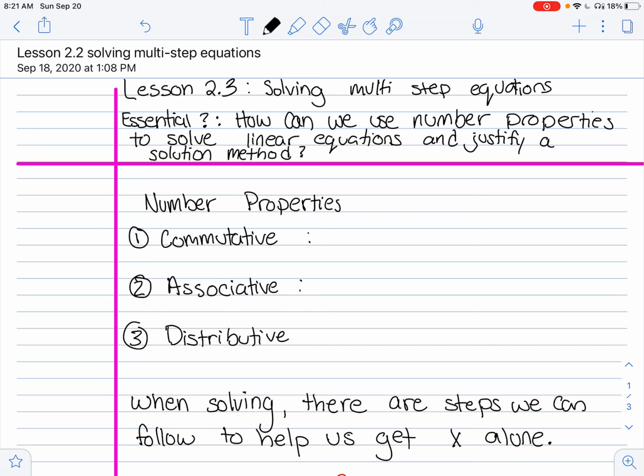We are going to start with our essential question, which is how can we use number properties to solve linear equations and justify a solution method? So we're going to review our number properties first.